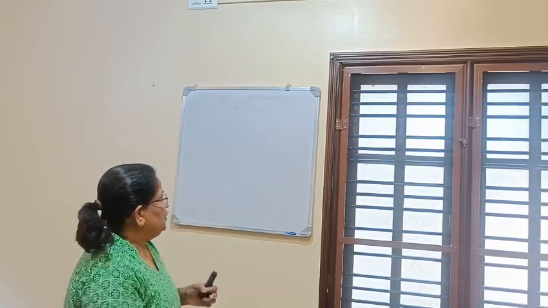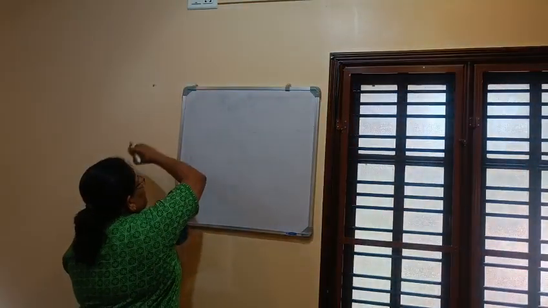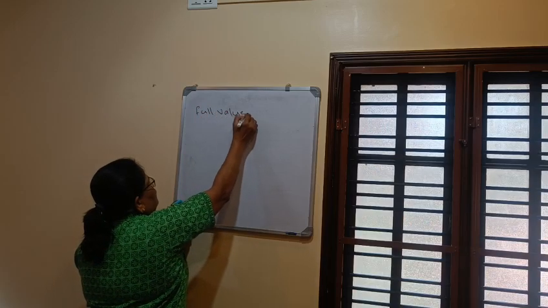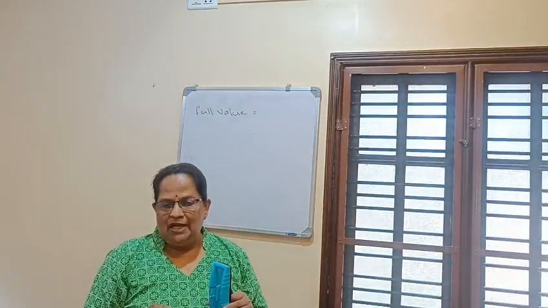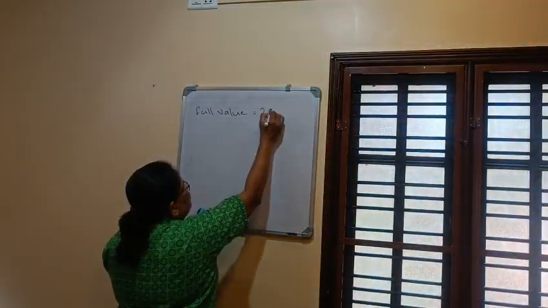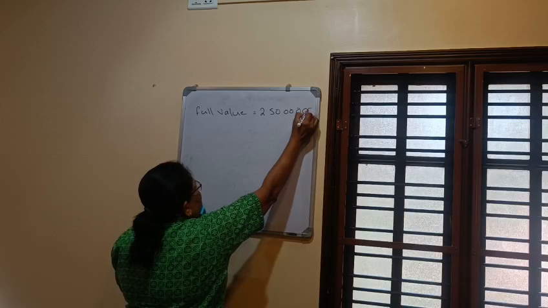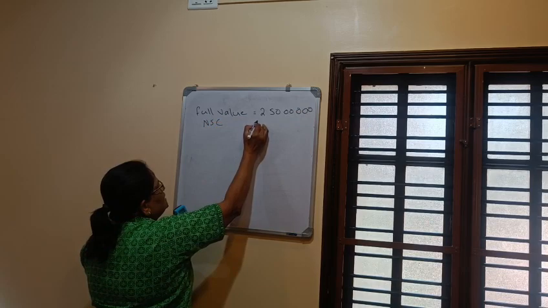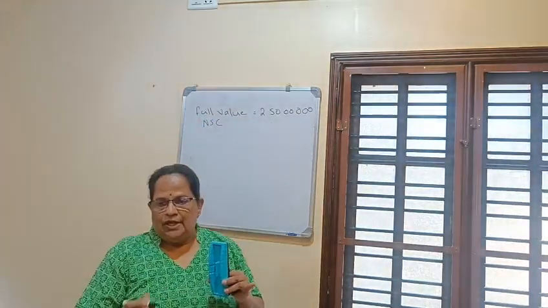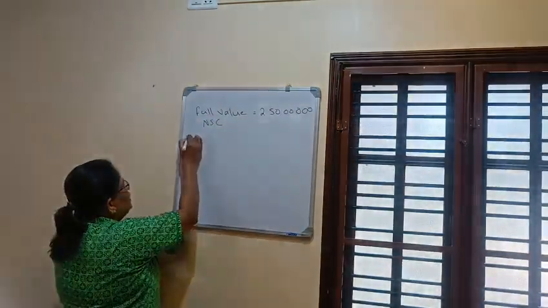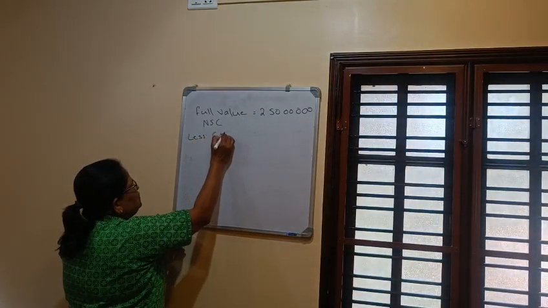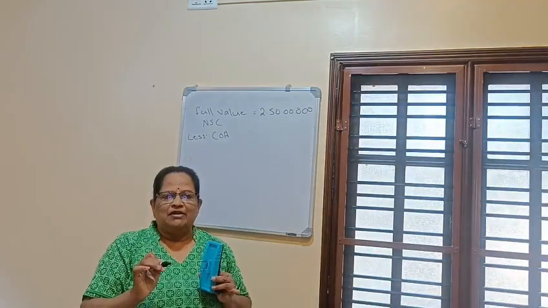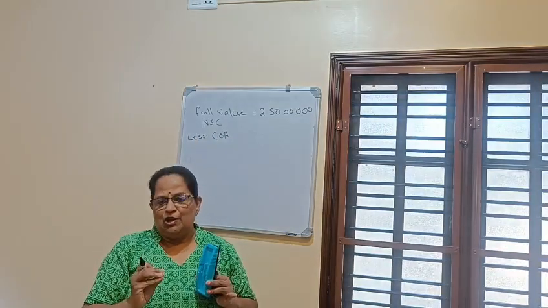Now for the first option, we will do the full value of consideration. Here there is no expense on sale, so it is 2 crore 50 lakhs. There are no expenses on transfer, so this is the net sale consideration. Now less cost of acquisition. He purchased for 40 lakhs in 98, but the fair market value is 50 lakhs. Whichever is higher, we will take.